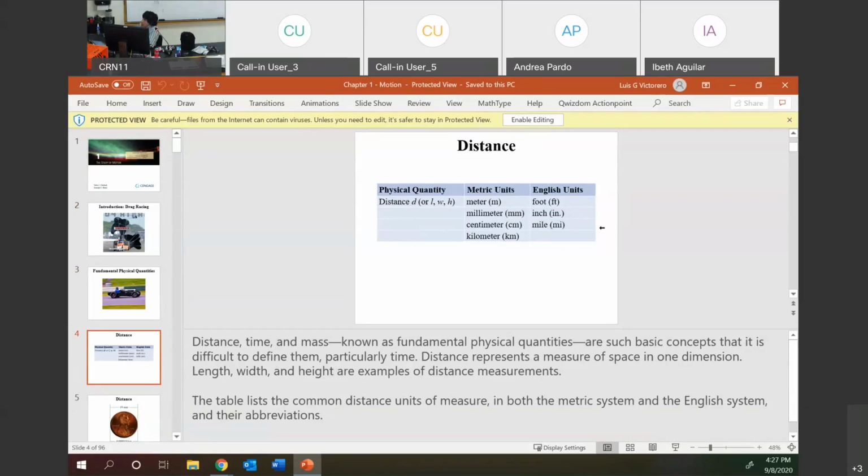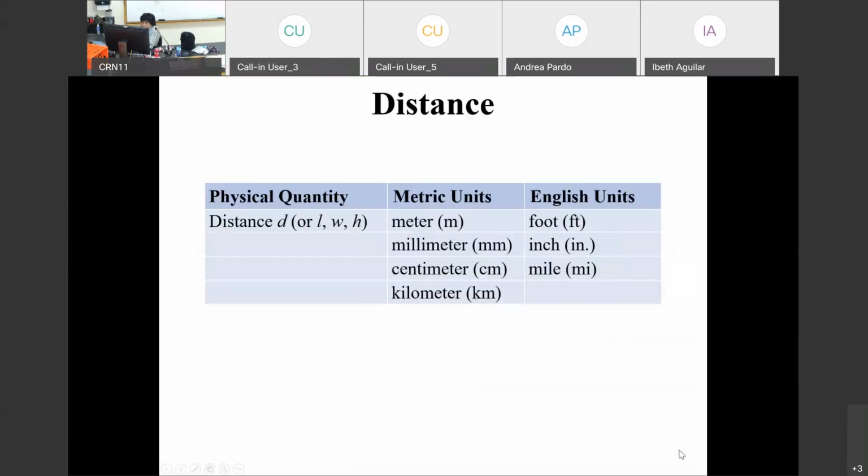So here, to measure distance, we label it as D, sometimes as L, in some cases as H, if you're talking about a free fall motion, for example. And as you know already, we measure it in meters. But there are other units like prefixes, millimeters, centimeters, kilometers, and then in the imperial English system, feet, inches, miles.